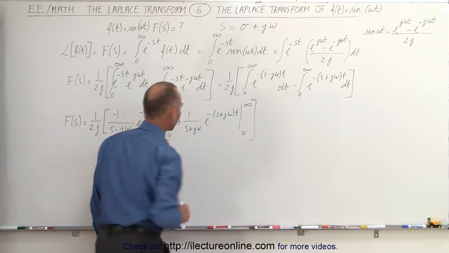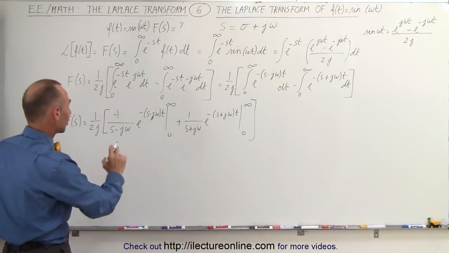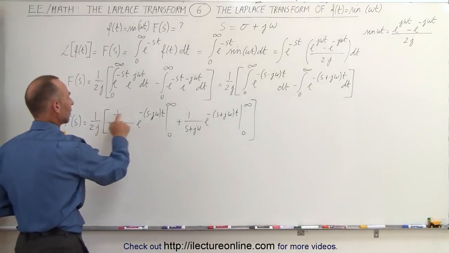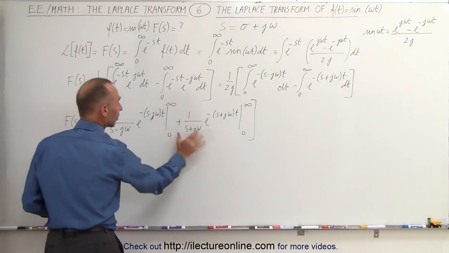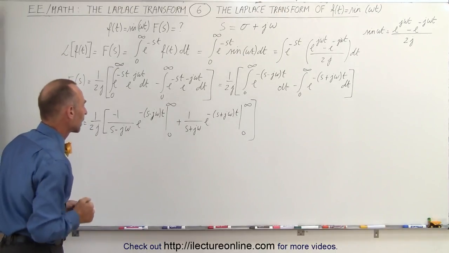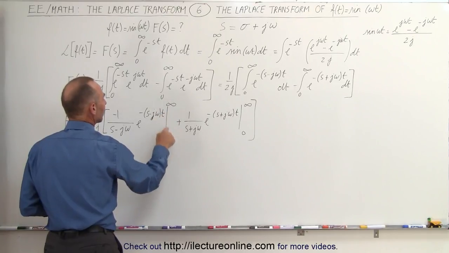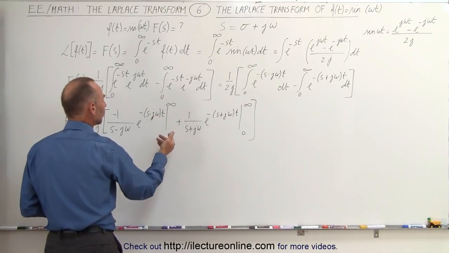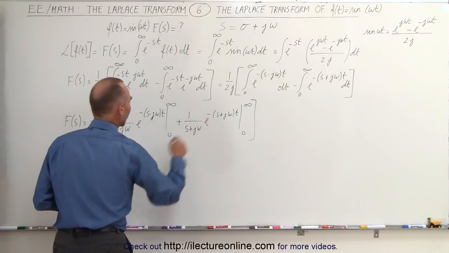All right, so far, so good, I believe. Let's take a quick check here. We have a minus that becomes a minus times a minus, which is plus. Here we have s minus j omega, s plus j omega. I think we're good. So now what happens when we plug in the limits? We plug in infinity, that goes to 0. We plug in 0, that goes to 1. So that will be 0 minus 1. And the same here, 0 minus 1.